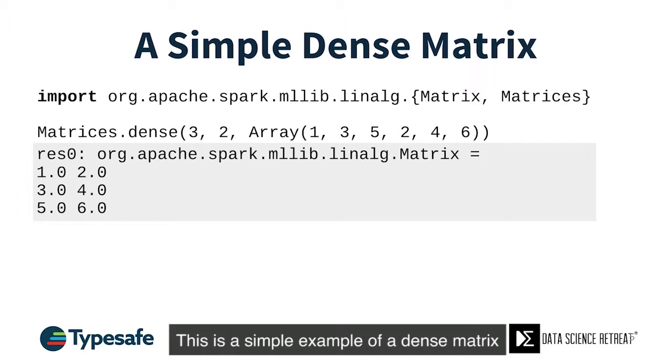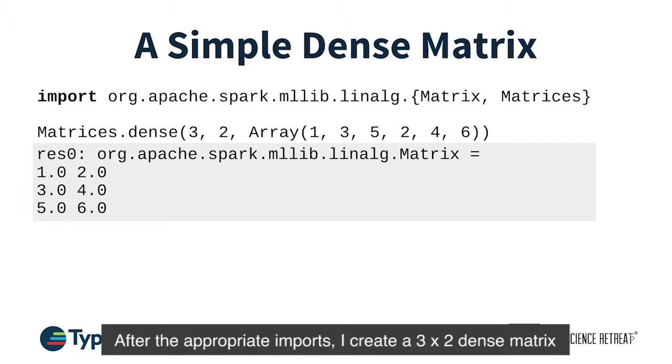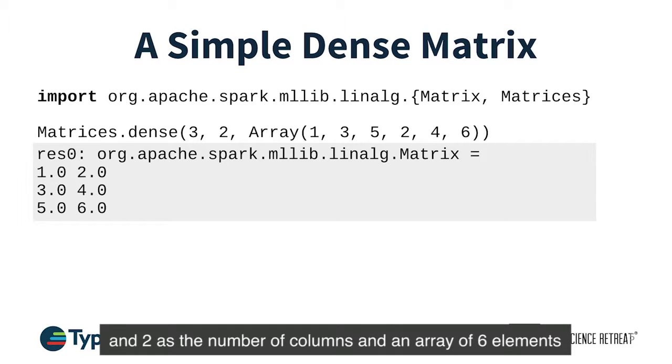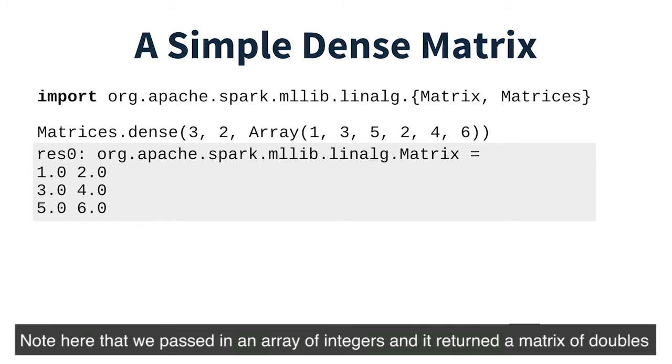This is a simple example of a dense matrix. After the appropriate imports, I create a 3x2 dense matrix by calling Matrices.dense and specifying 3 as the number of rows and 2 as the number of columns and an array of 6 elements. The first 3 elements, 1, 3 and 5, will fill the first column of the matrix, while the other 3 elements will be in the second column, as shown in res0. Note here that we passed in an array of integers and it returned a matrix of doubles.